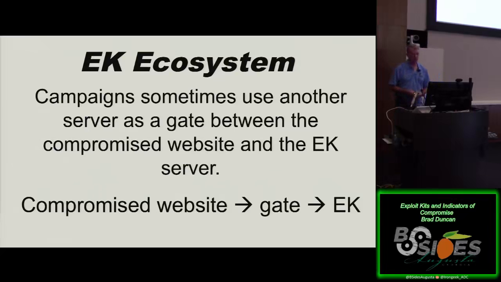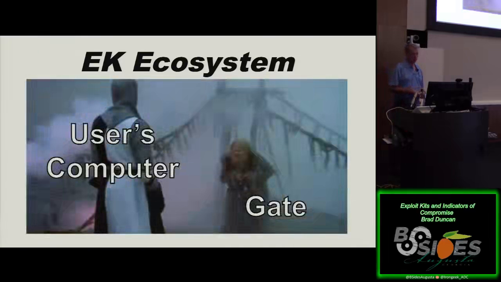Sometimes campaigns will use another server that will act as a gate between the compromised website and the exploit kit server. I like to look at the gate as that bridge troll in the movie Monty Python and the Holy Grail. So much like in that movie, that gate is going to ask you three questions before you can pass on to the exploit kit.